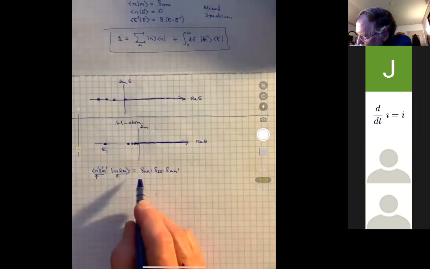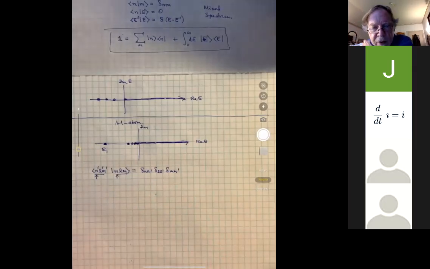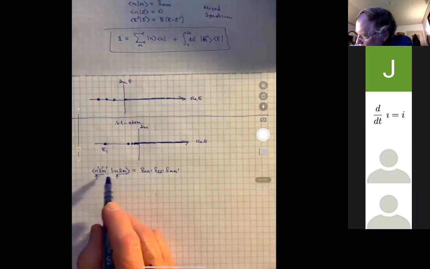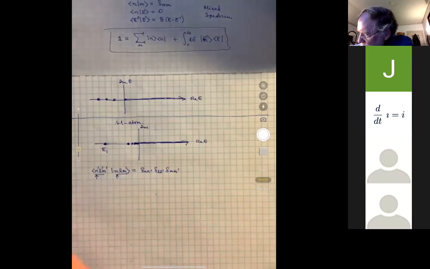So the orthogonality for different values of n is related to this theorem about distinct eigenvalues. As far as the others are concerned, the l prime and m prime, this has to do with the fact that these are also eigenstates of further operators. And again, distinct eigenvalues correspond to orthogonality.